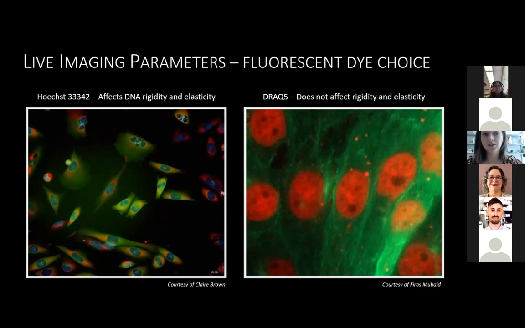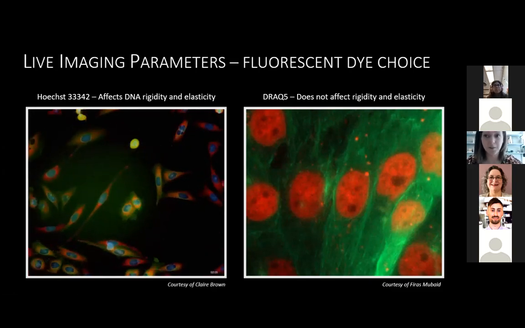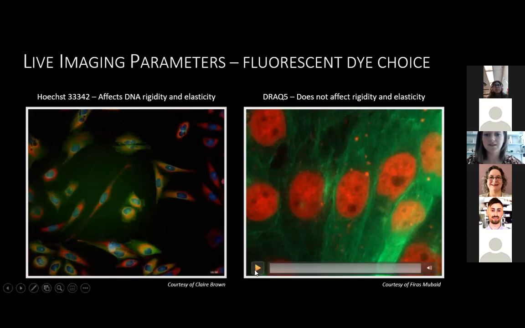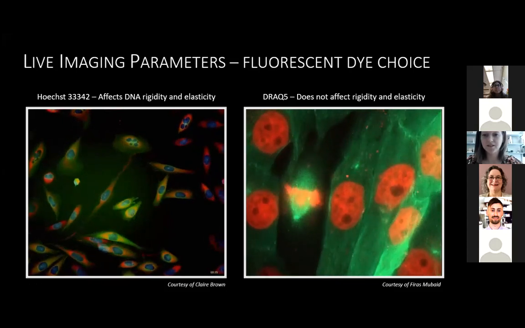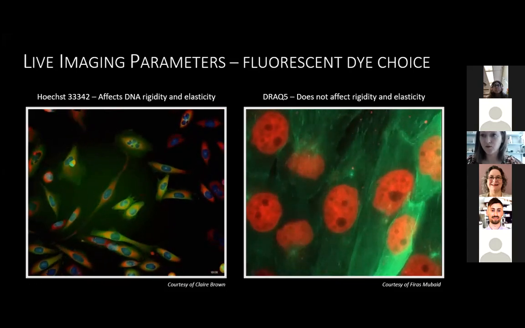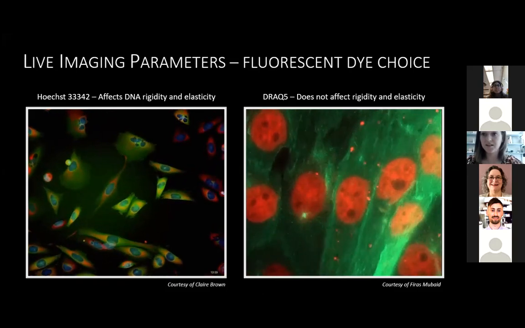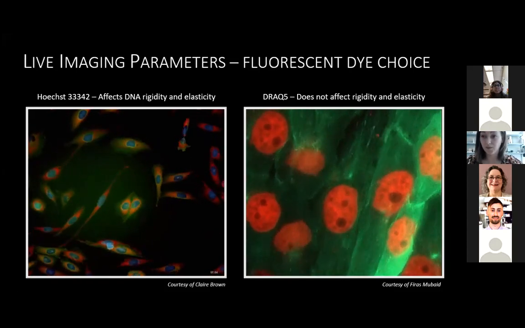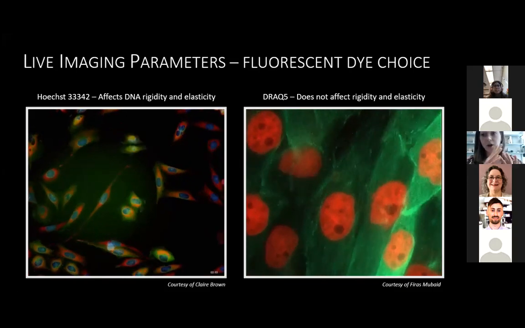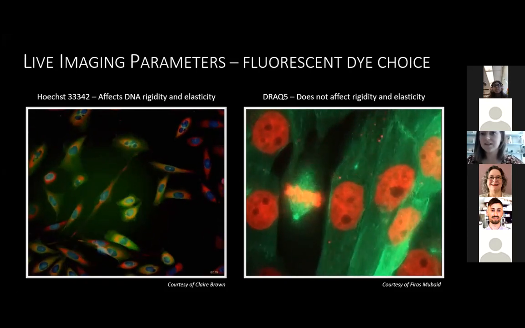But you're also illuminating that dye with UV light, which is very high energy and very detrimental to the cells. It can actually induce DNA damage. So if you have something instead, like this DRAC5 dye, we can see the cells dividing and they're able to split and divide normally. Part of the reason is because we're using red excitation light to give far red fluorescence, which is much lower energy, much easier on the cells. But the other thing about this dye is that it doesn't affect the rigidity.